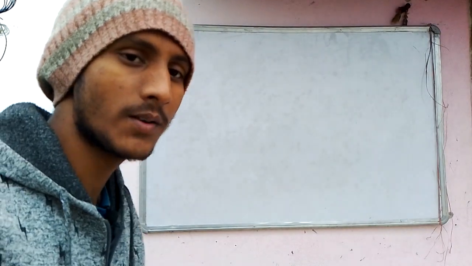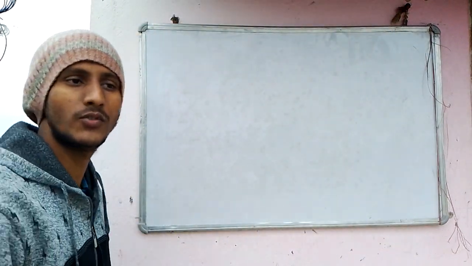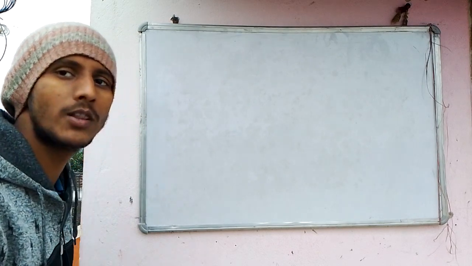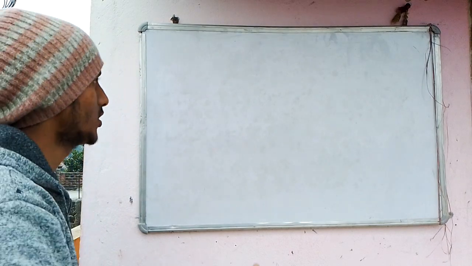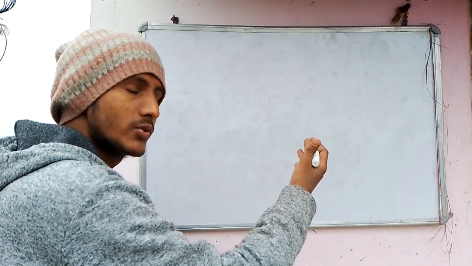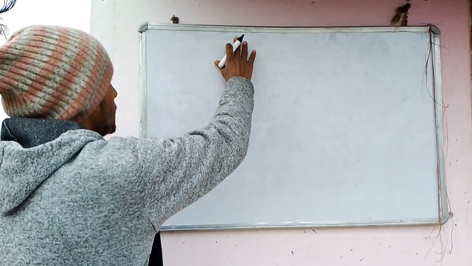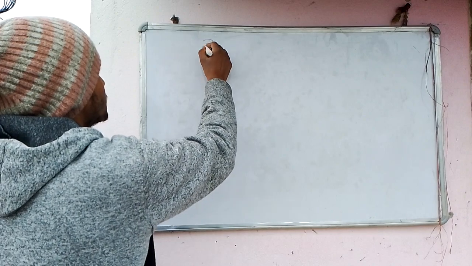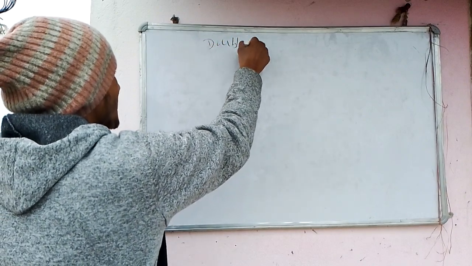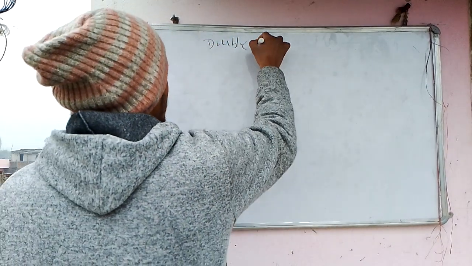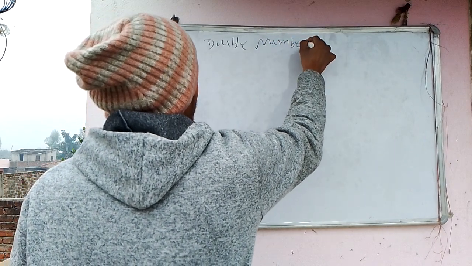Okay, welcome to this video. In today's video, we're going to talk about double number identities. We are doing a trigonometry series. Is the marker visible? Okay, double number identities.